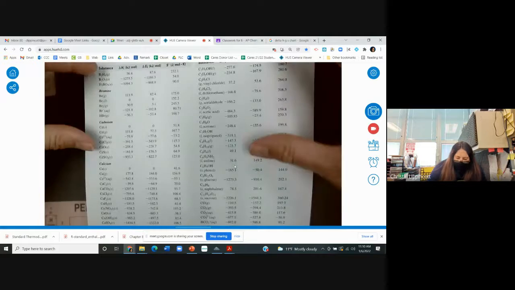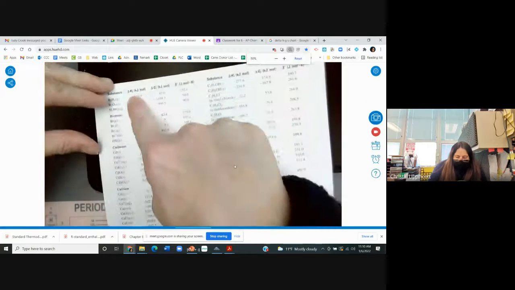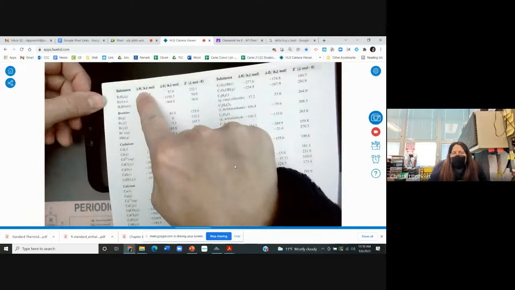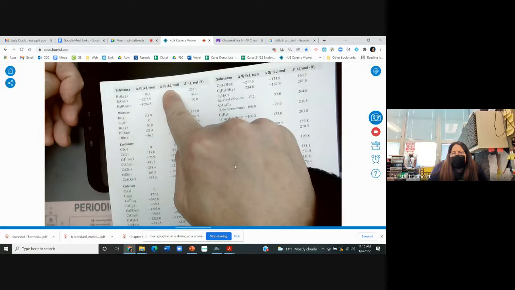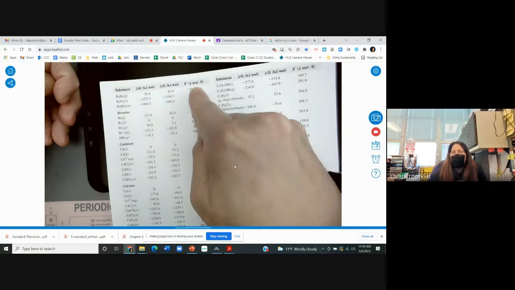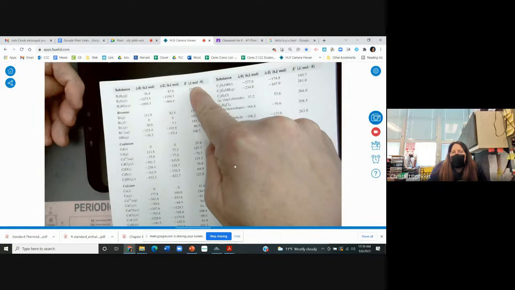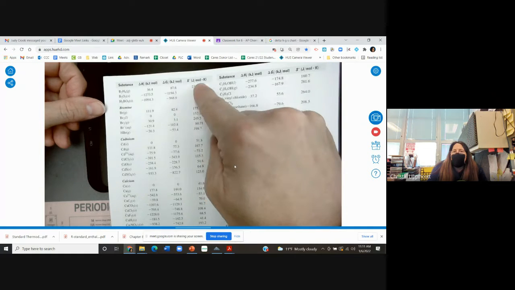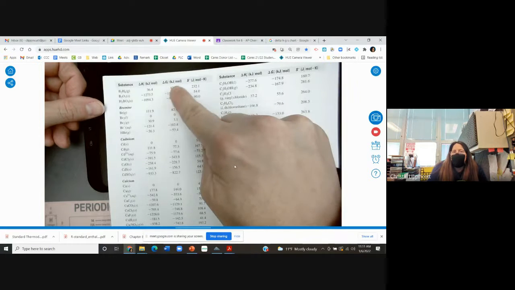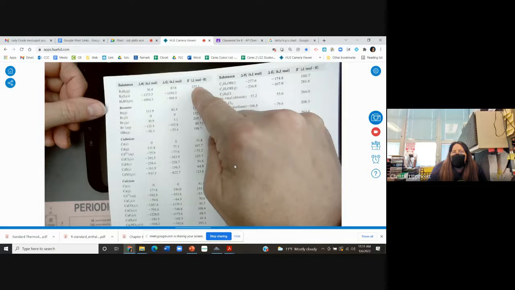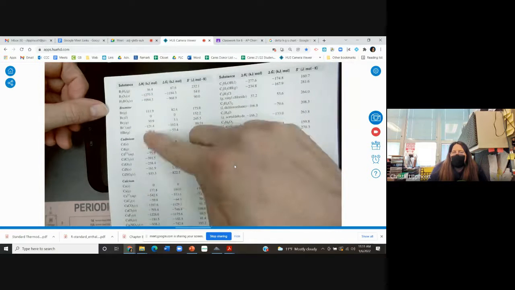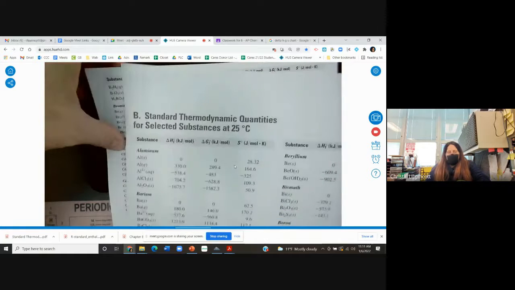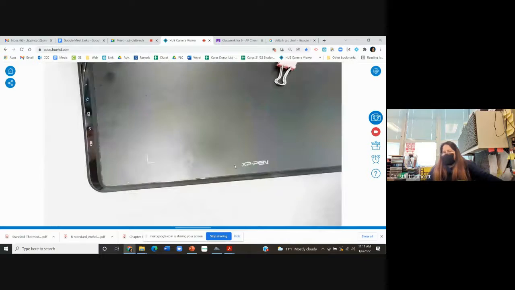So this is delta H. Delta G is Gibbs free energy, and delta S is entropy. These two you do not use until unit 9. This is what you're concerned with right now. So that's where we're going to be getting our values from, that chart.